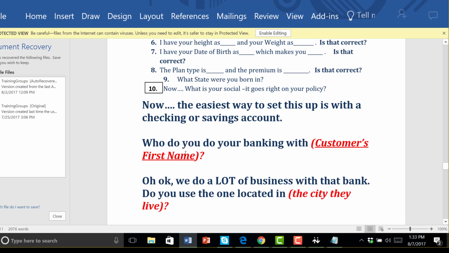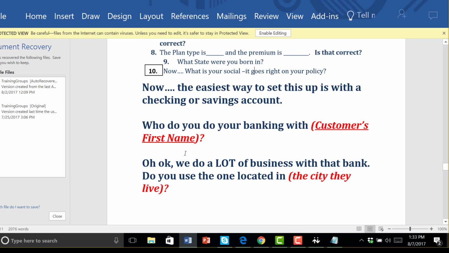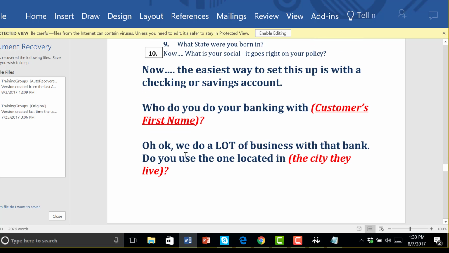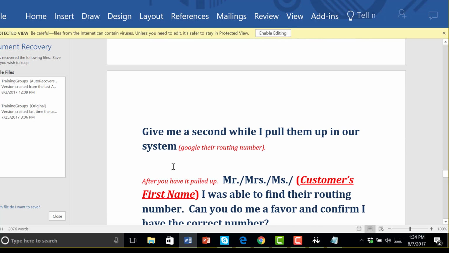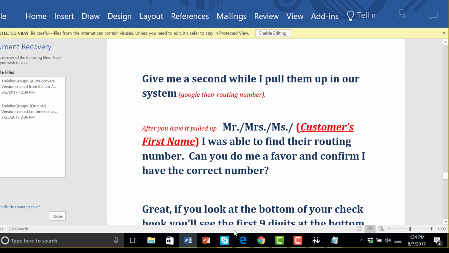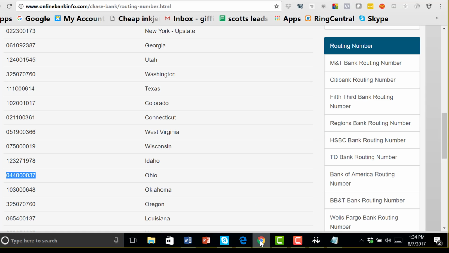Now, the easiest way to set this up is with the checking or savings account. So who do you do your banking with, Ms. Carol? Oh, Chase, that's a wonderful bank. We do a lot of business with them. Now, do you use the one that's actually located right there in Mansfield, Ohio? Yes, okay. Well, give me 1 second. I'm going to pull them up in our system. Our system is Google. Try to pull it up real quick. And now, while I'm pulling them up, Ms. Carol, if you can grab your checkbook, I'm going to have you verify the routing number. And that's the 9 digits on the bottom left-hand corner. And just keep going. I have 044, and so, well, hold on, I don't have my checkbook quite yet.